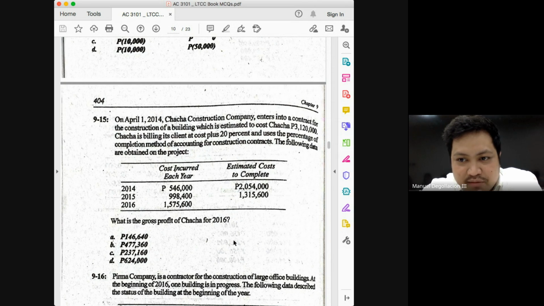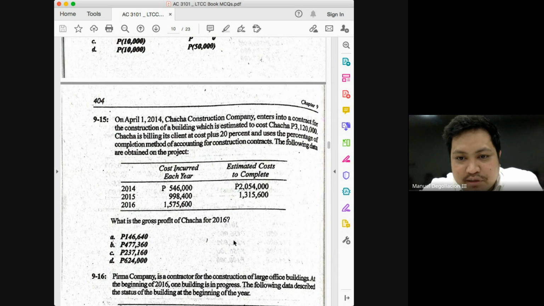You add the 20% markup, class. How much is 20% of 2,860 class? The estimated cost is 3,120 times 20%. So the price would still be 3,744 minus the cost of 2,860. So 3,744 minus 2,860 class. That would be our expected gross profit.